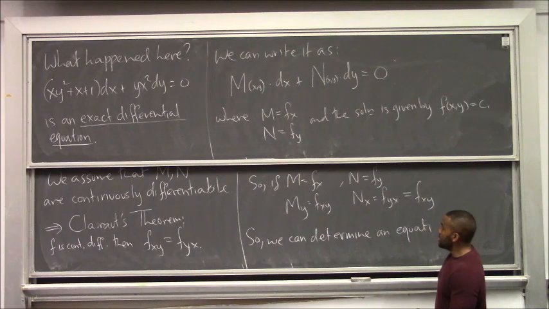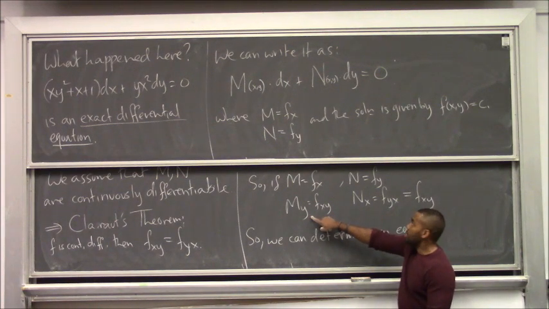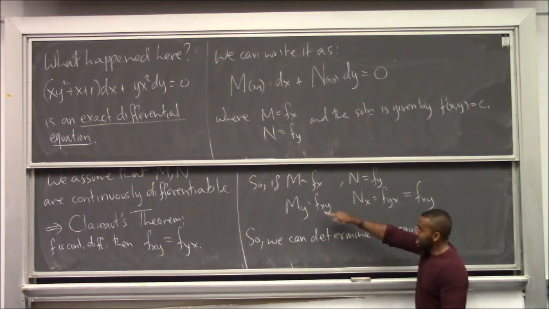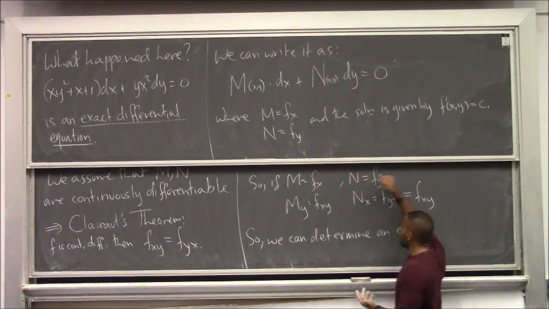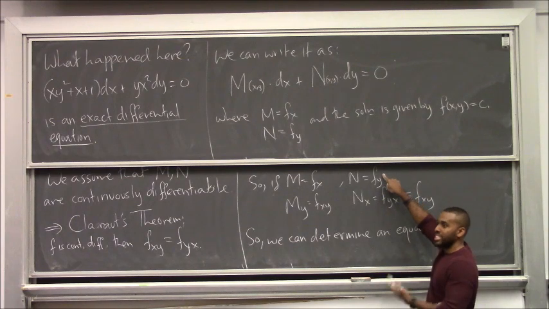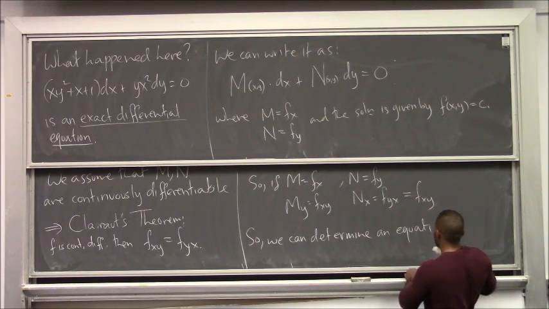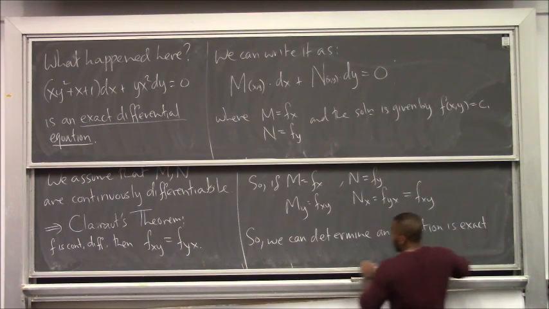Now, what that means is that if I take the first part differentiating with respect to y, and the second part differentiating with respect to x, they should both equal the same thing. That's going to tell me that this guy, the original M, is the partial with respect to x of somebody, and this guy is the partial with respect to y of the same guy. Right? So, it turns out that's the check. We can determine an equation is exact with this check.